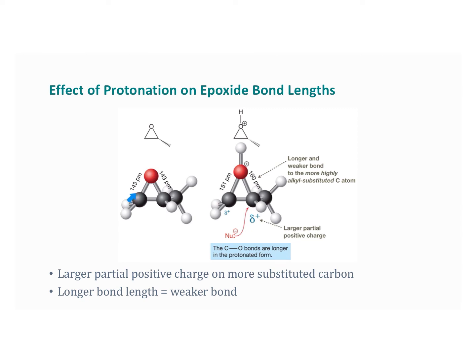And so when we look at this particular oxirane, we see that these bond lengths are 143 picometers. What happens when this oxygen has a positive charge is that this bond length goes to about 160 picometers. This one is 151 picometers. So this is a longer and weaker bond to the more highly alkyl substituted carbon. So it makes sense then when the nucleophile approaches here, because we've got this large partial positive charge, that it's going to open up this way, right?